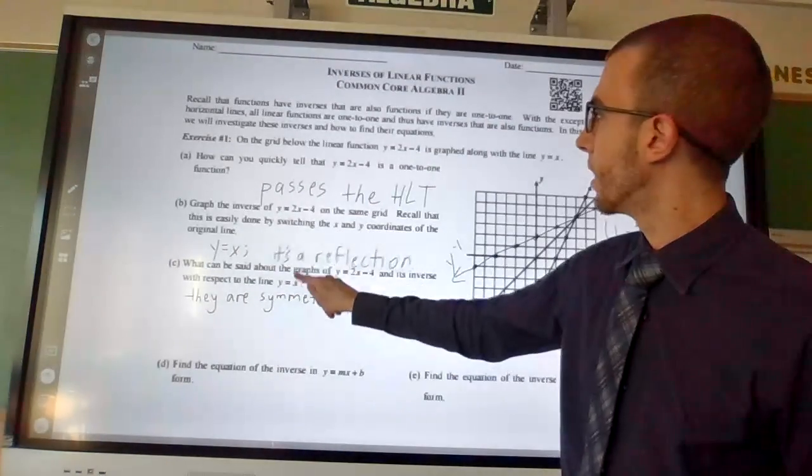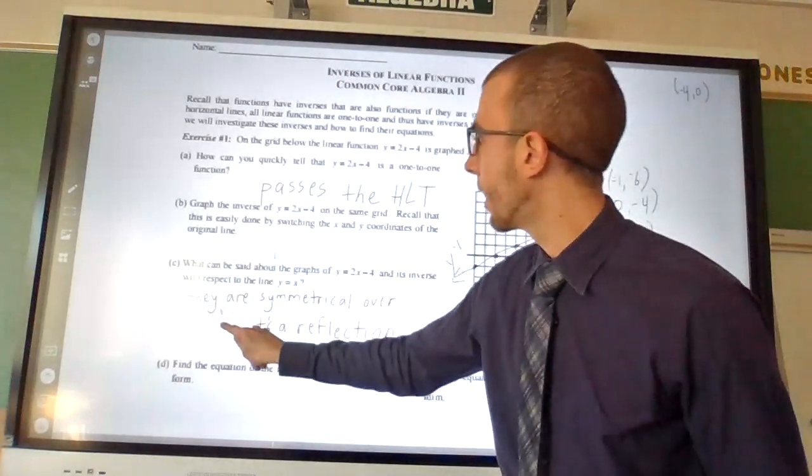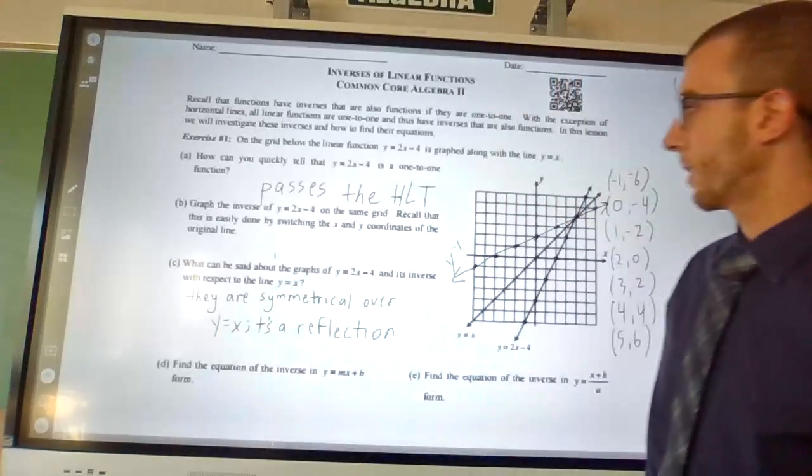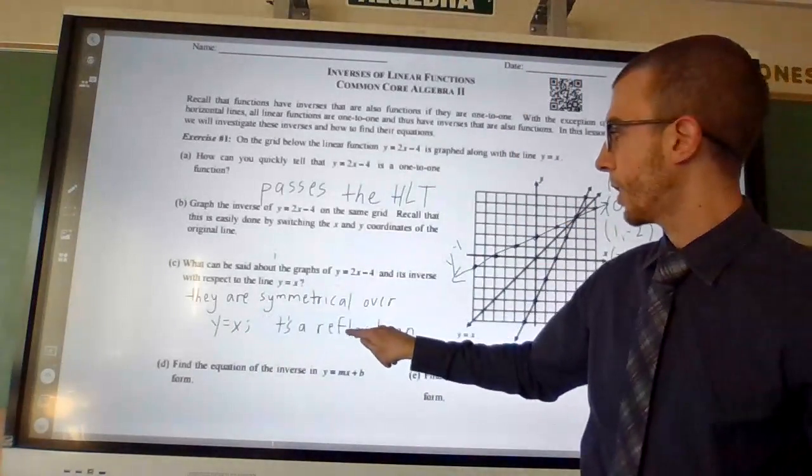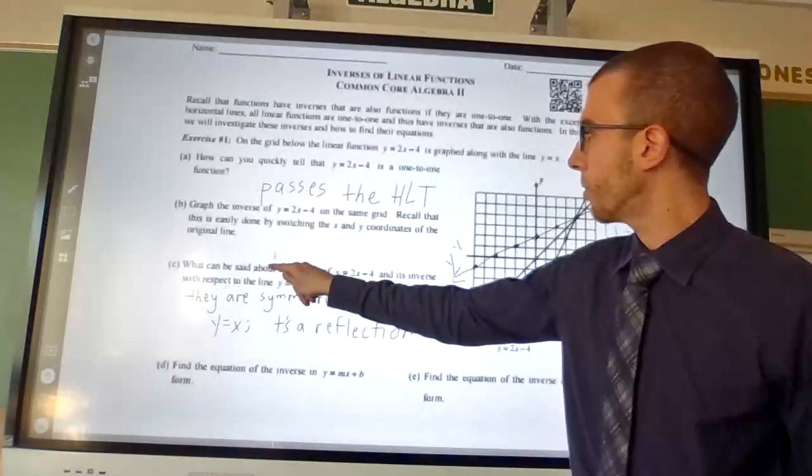This should have been down here. Oy vey, you guys. Okay, they're symmetrical over y equals x. It is a reflection.